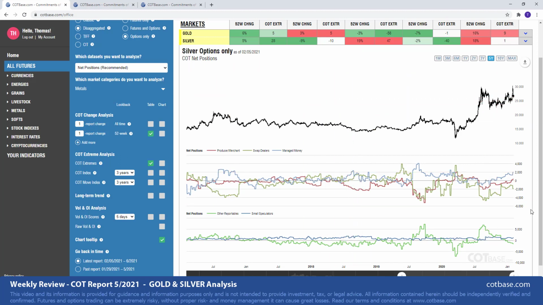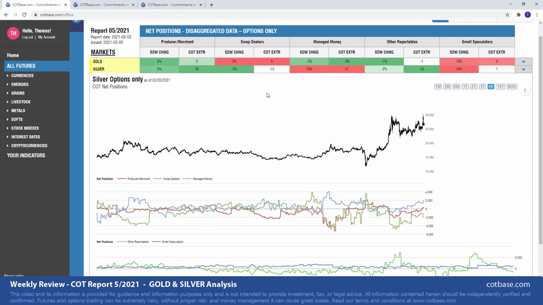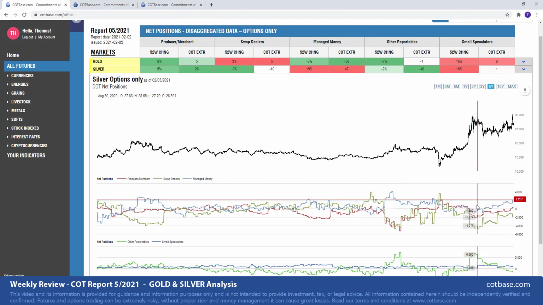So here what we did at COT Base, we simply subtracted the futures data from the futures and options data to receive the options only. So if you go to the CFTC, you're not going to find the options only data over there. So this is quite interesting. Let's have a look at that, if that is showing us anything extraordinary.